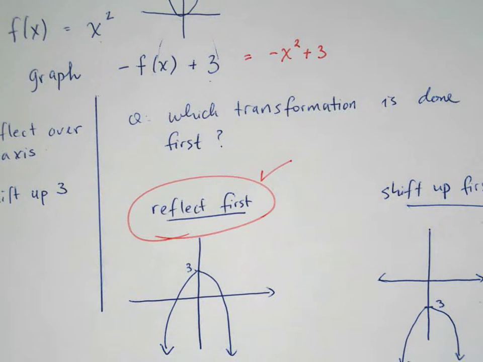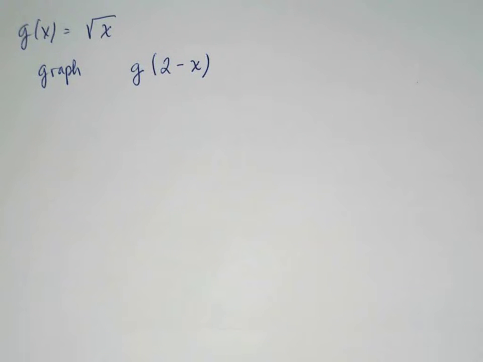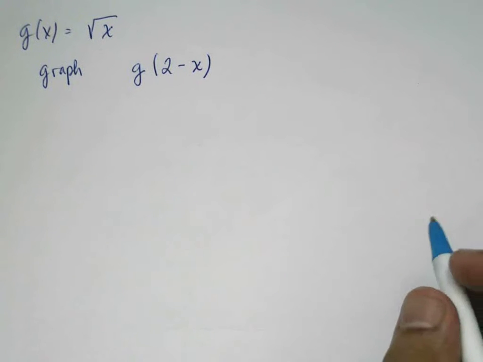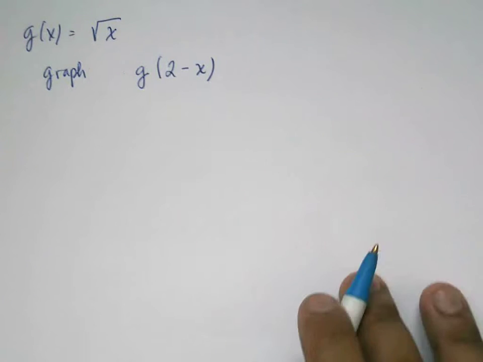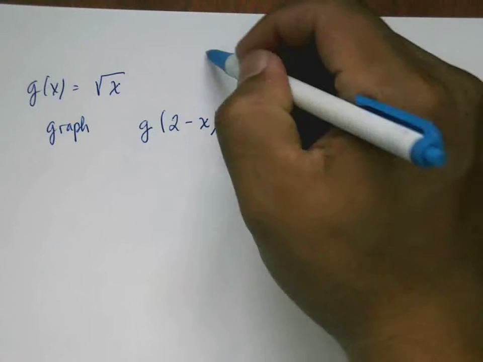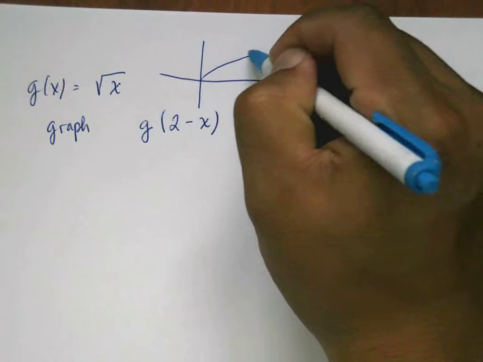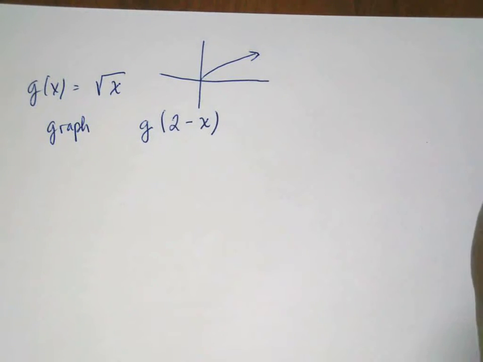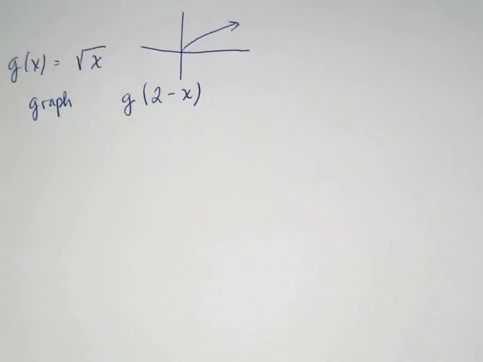Here we have another problem that says g of x is equal to square root of x, graph g of 2 minus x. And just for reference, the square root of x is something that looks like that. Some teachers call that the shooting star graph. And then we're supposed to graph what this looks like.